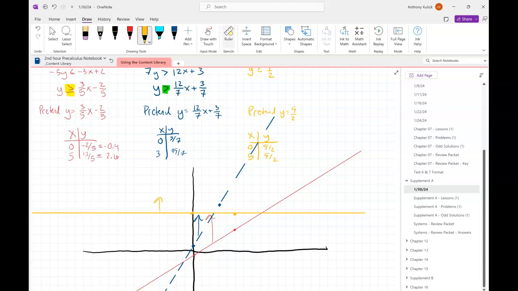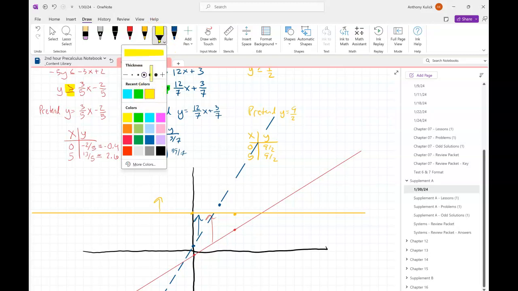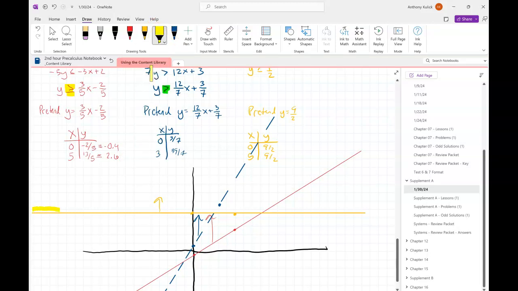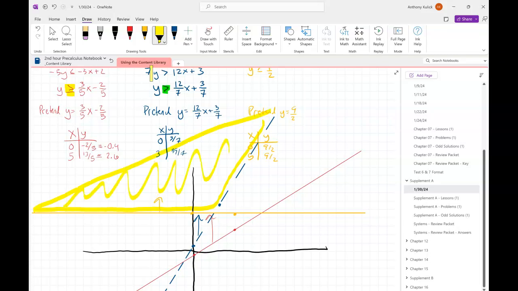So let's look at this. We are going to be above this line, right? And then we also have to be above the blue line. That's okay. We also have to be above the red line, but we are above the red line everywhere there still, right? So that would be what my solution would look like.